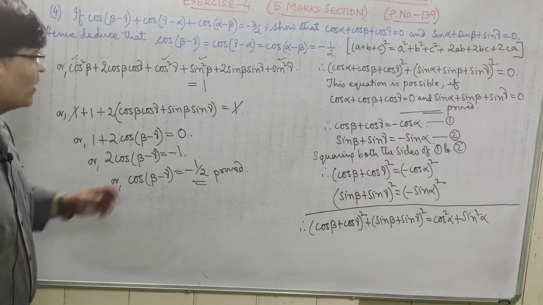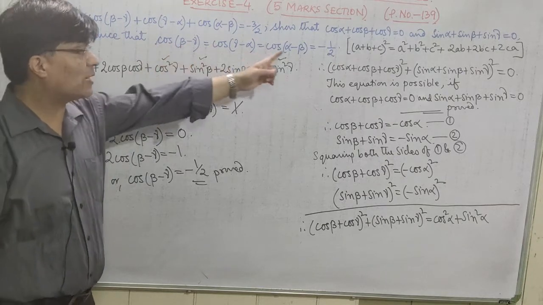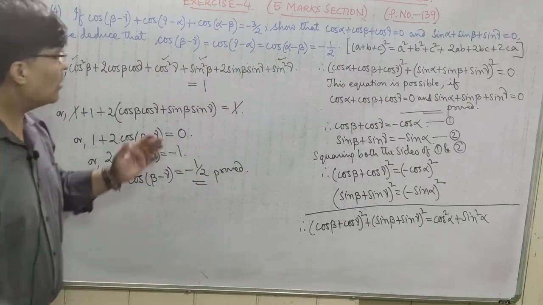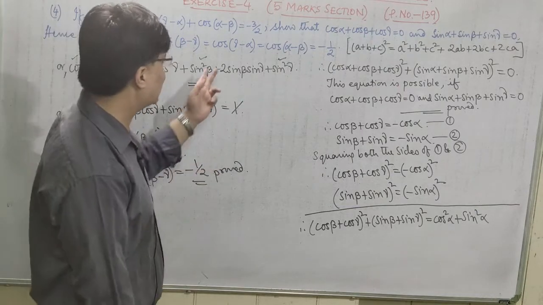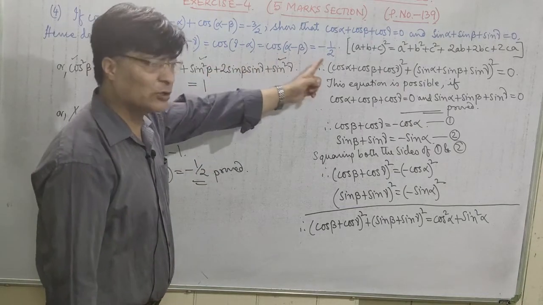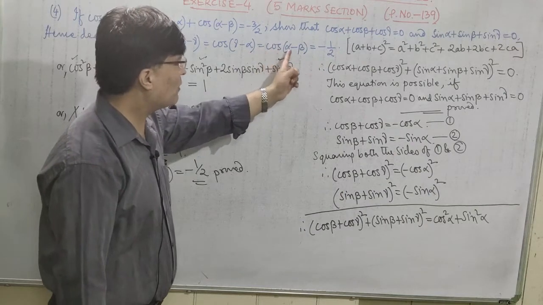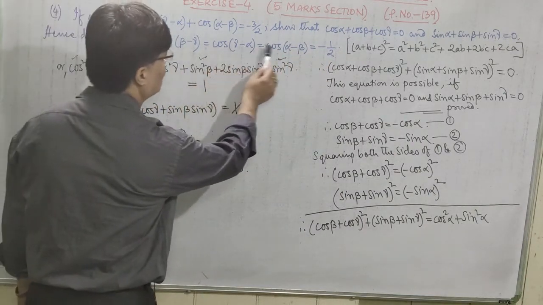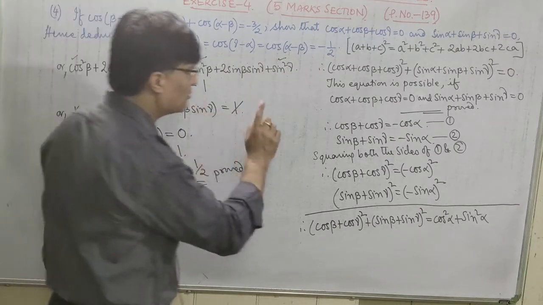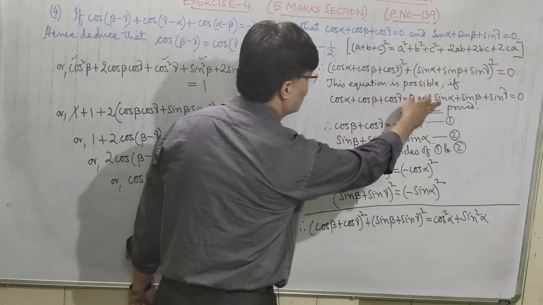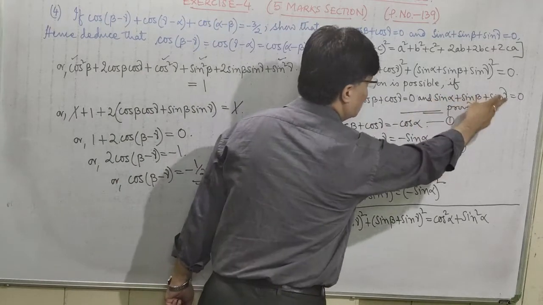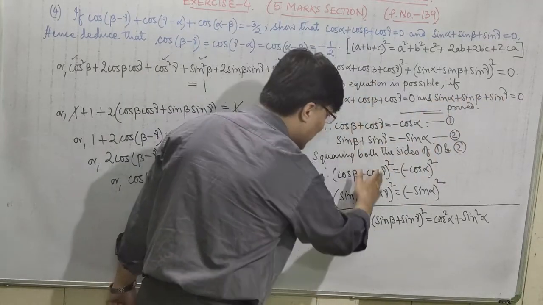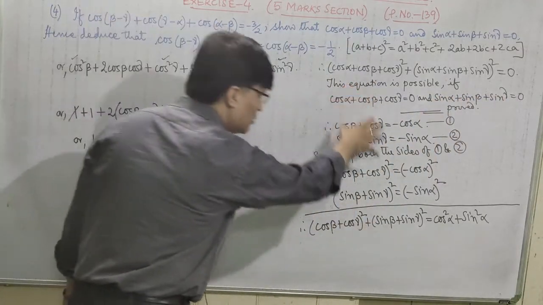Now we have proved that cos of beta minus gamma is equal to minus half. Similarly, you can prove that cos of gamma minus alpha is equal to minus half, and cos of alpha minus beta is equal to minus half. So how can you prove that cos of gamma minus alpha is equal to minus half? You have to take this cos beta to the right hand side and sin beta to the right hand side, and similarly you can use this method.